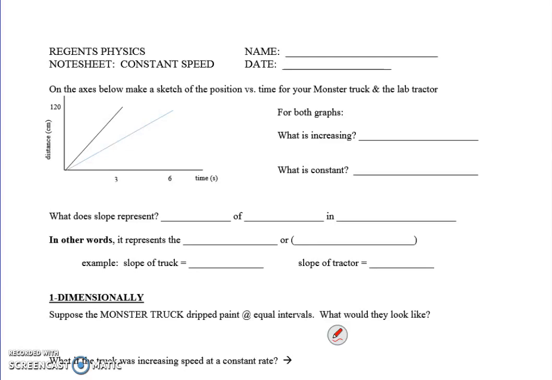Okay, so let's talk about motion, especially constant speed. We're going to look at hypothetical graphs that mirror what you did for a lab with the tractor and the monster truck. This is not just specific to those vehicles, but anything in the universe that moves in a similar fashion. And what do I mean by similar fashion?